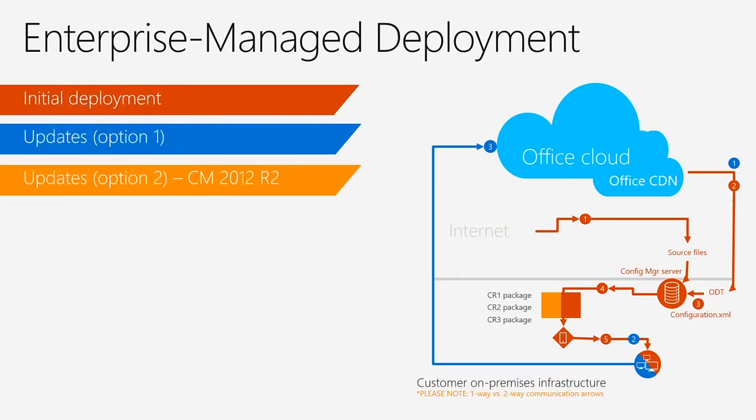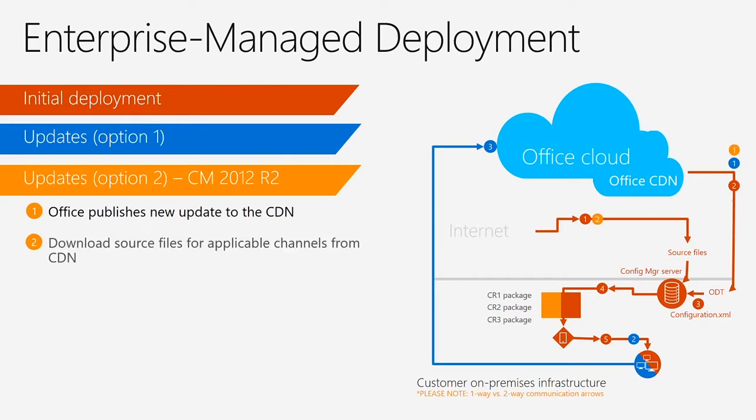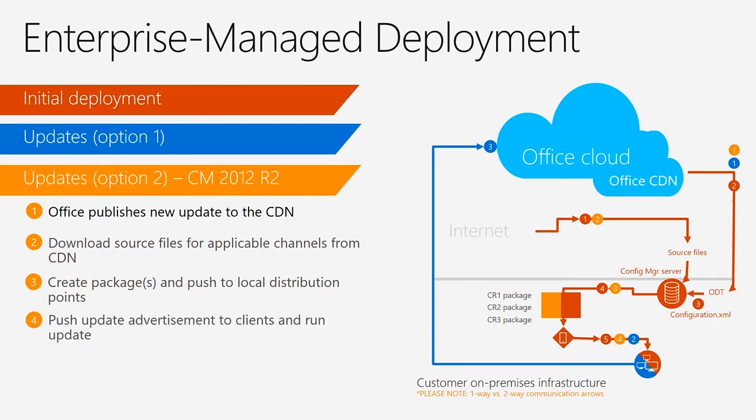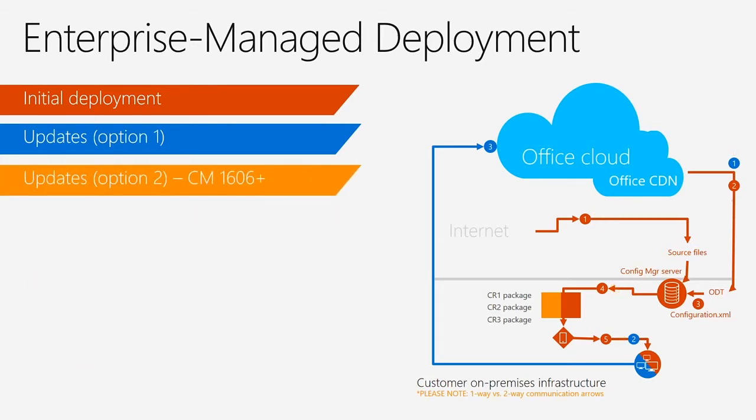is if you have ConfigMan 2012 R2 here. Office publishes a new update to the CDN. You're going to have to download the source files for all applicable channels and populate those out to either your distribution points or your network shares. Again, this is a manual administrative process. You create your packages and push them to your local distribution points, push the advertisement to the clients, or let them naturally hit that scheduled task to see if there's an update available, and then they find the update. But now let's look at option 2 for Config Manager 1606 Plus.